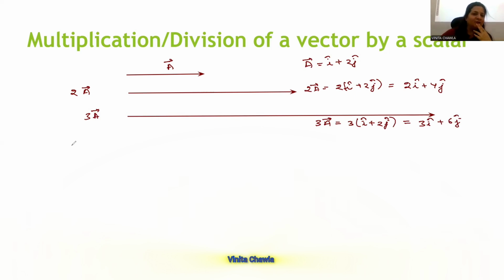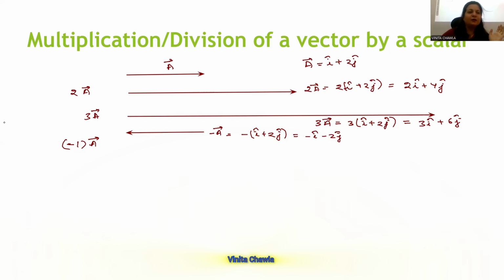And if we multiply this vector by minus 1, then the direction of the vector will change, but the length of the vector remains. There will be no change in the length of the vector, only direction will change. So this time we can write vector A as minus vector A. We will write this as minus i cap plus 2j cap, or we can write minus i cap minus 2j cap. Clear?